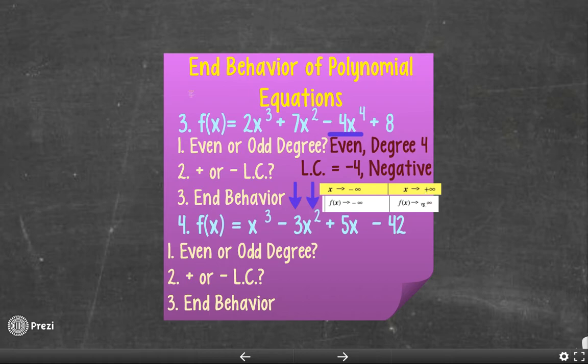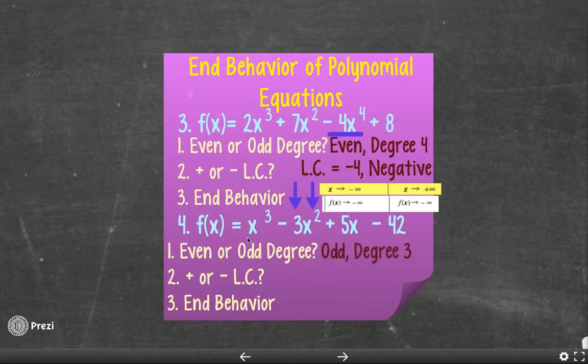All right, if you want to try example 4 on your own, go ahead and pause the video and try it out. See what magical things happen. Okay, so even or odd degree. Again, I need to know the degree first to know if it's an even or an odd degree. So my degree is the highest exponent, which the highest exponent I see is this right here. So guess what, you guys? This one's already in standard form. So my highest exponent is x to the third, which 3 is an odd number, so it's an odd degree.